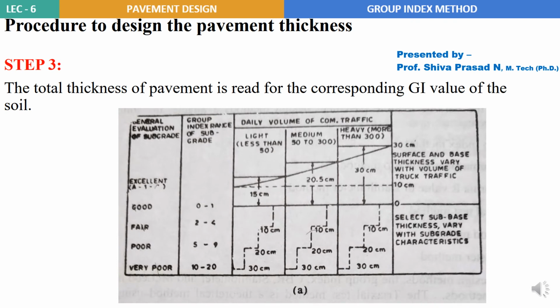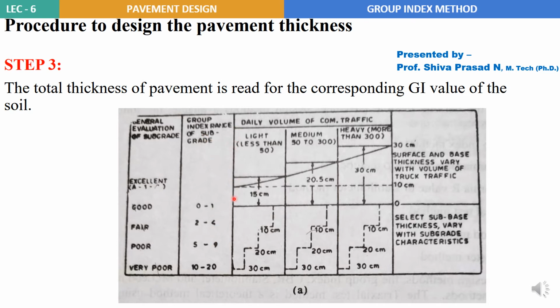Moving on to the third step in the design procedure, observe this chart carefully. We have many components in this chart. So the first column is general evaluation of the subgrade. They have evaluated the subgrade as excellent, good, fair, poor, and very poor. This is based on the group index values in the second column.